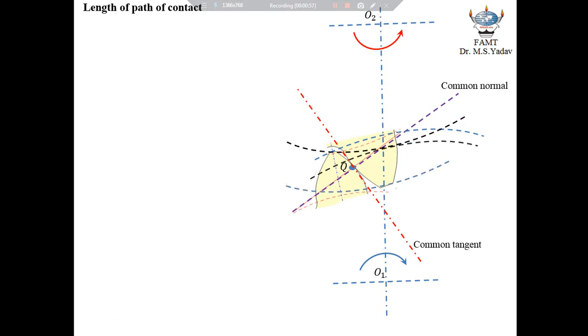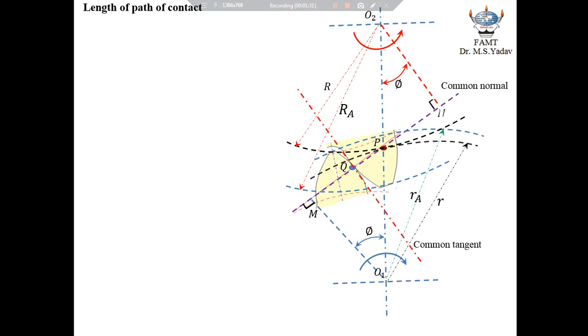Small ra and capital Ra be the addendum circle radius and small r and capital R be the pitch circle radius for pinion and wheel respectively. Let P be the pitch point. Now to get the points of tangency M and N, let's drop down perpendiculars with pressure angle phi onto the common normal like this.